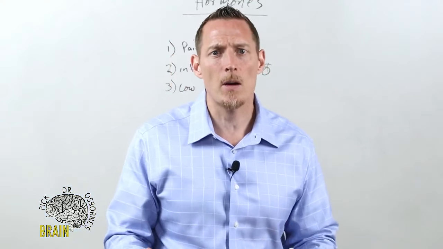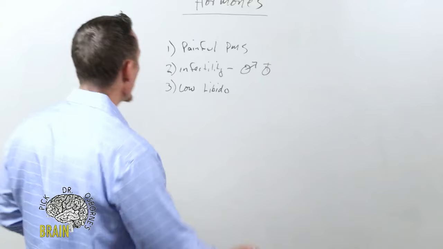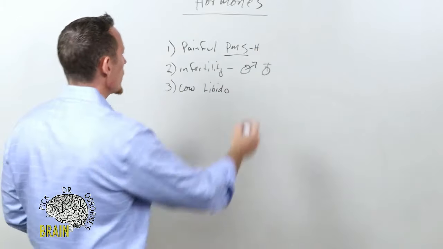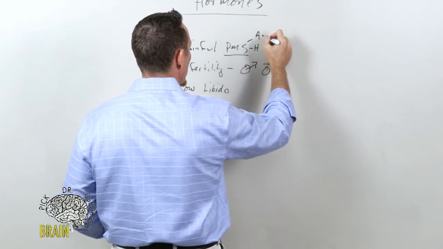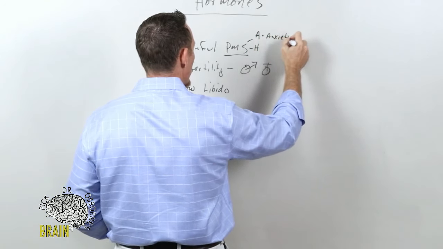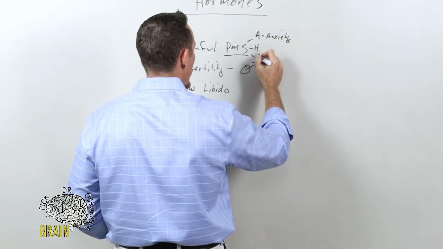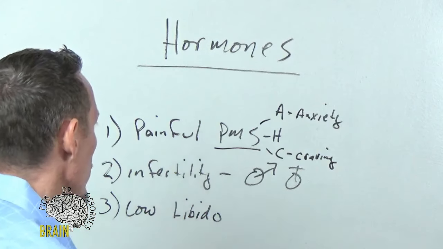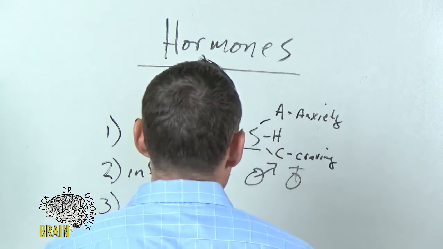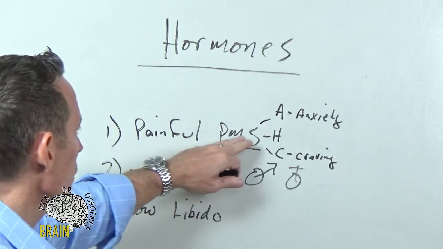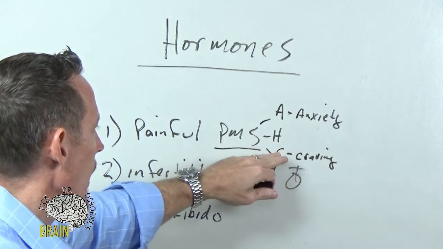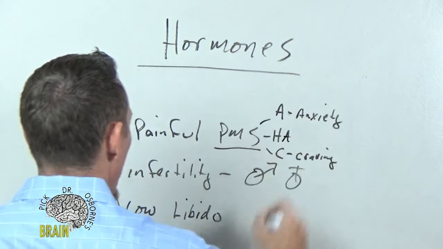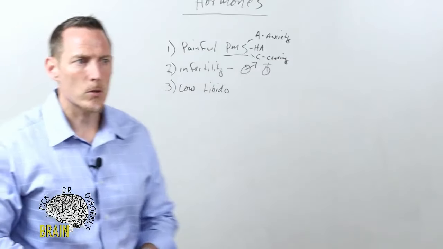Headaches are very, very common. As a matter of fact, there's a type of PMS called PMS-H, the H standing for headaches. Another type of PMS is PMS-A, the A standing for anxiety, which is another symptom of hormone dysfunction as well. We've also got PMS-C, which stands for craving. If you crave a lot of sweets around your cycle, that might be you as well. So painful periods, anxiety, heavy cravings, headaches: again, symptoms of potential hormone imbalance.